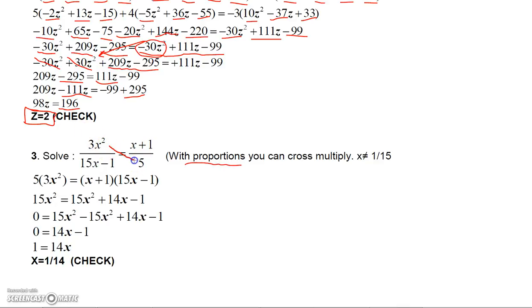That means I can take the top from the left side of the equal sign and multiply it by the bottom of the right. It's just a quick little shortcut. So that's 5 times 3x squared. And then I can take 15x minus 1, the bottom from this side, multiply it by the top from this side. So I have x plus 1 times 15x minus 1. The order in which you multiply those doesn't matter. Now, the left side, 5 times 3x squared is 15x squared. If I FOIL this, and I'll leave you to do that, I'll get 15x squared plus 14x minus 1.